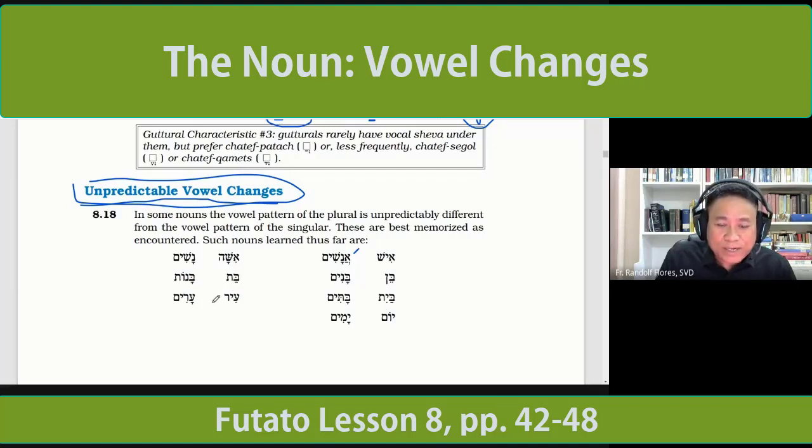Next word is bat. Bat-sheba. Daughter. Notice the plural, banot. No explanation why it's like that. Just have to memorize it. When you see banot, what is this? Banot. Ben. Ban. You might think it's son or sons.